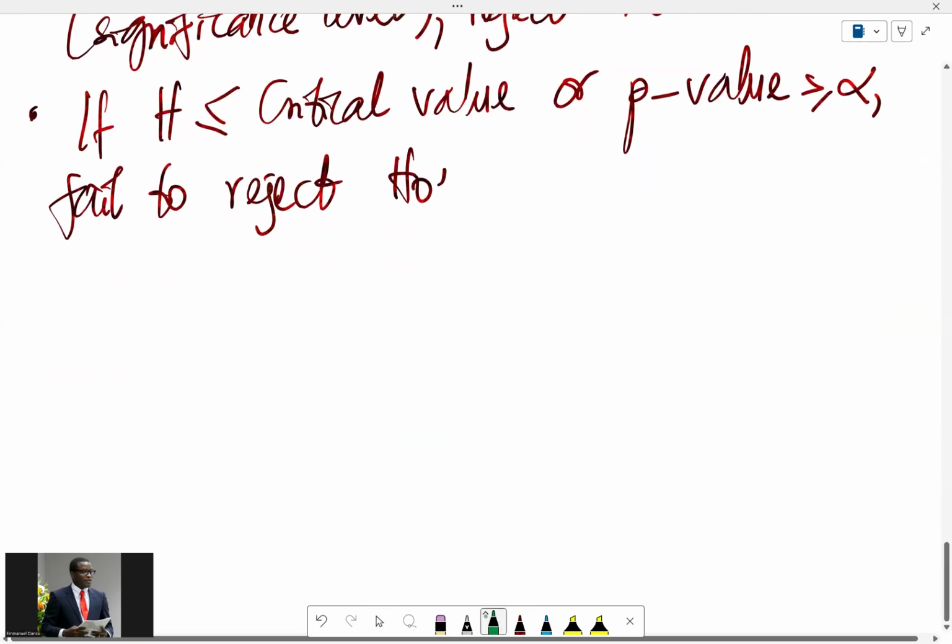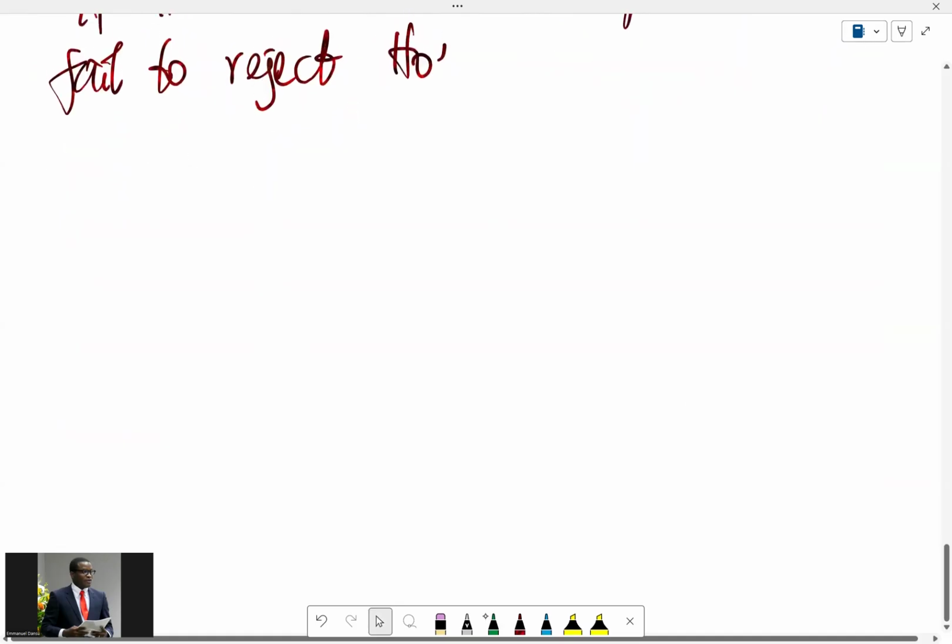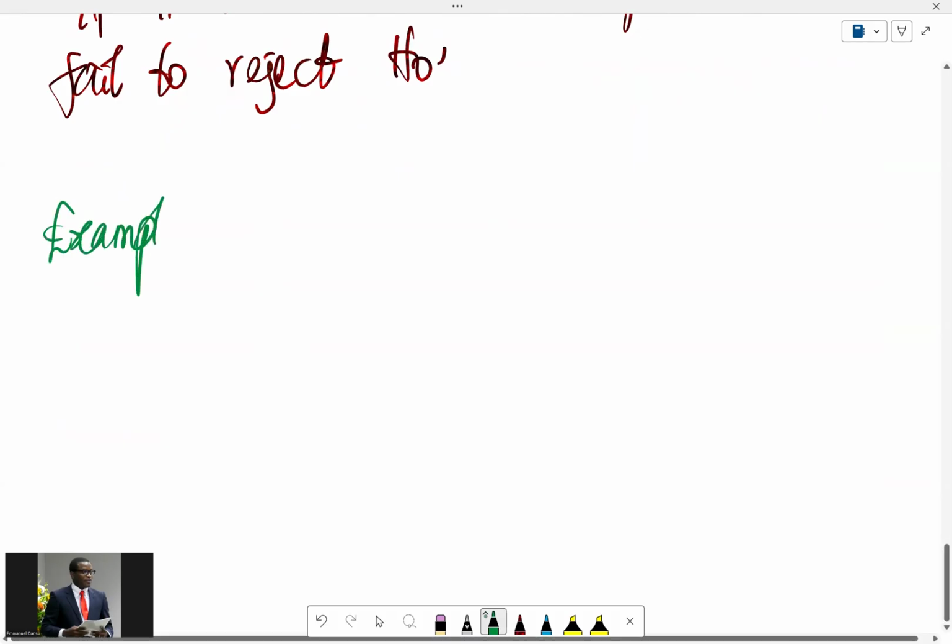So that's the decision rule. Now let's go ahead and talk about a specific example. We have an example now, and the focus of the example is to analyze.